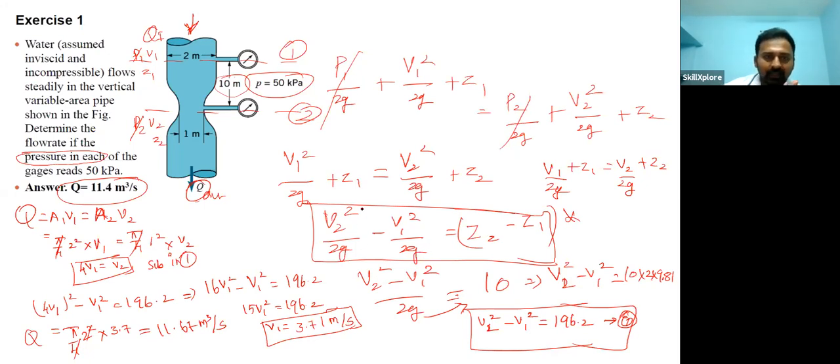And just consider if a problem is given like a horizontal line, then these two, Z1 and Z2, also become 0. So in such cases we don't need to consider Z1 and Z2. So if this problem is given like this, okay, this is section 1.